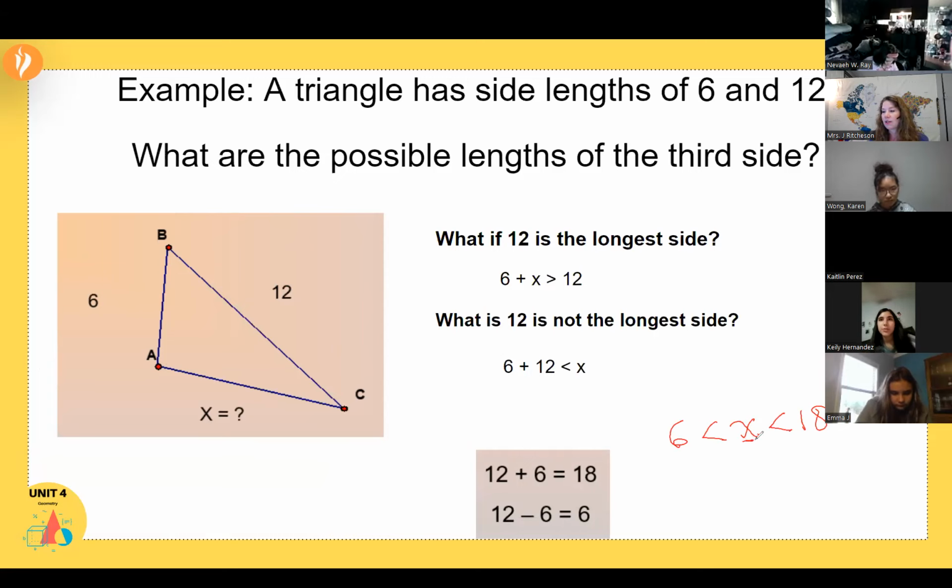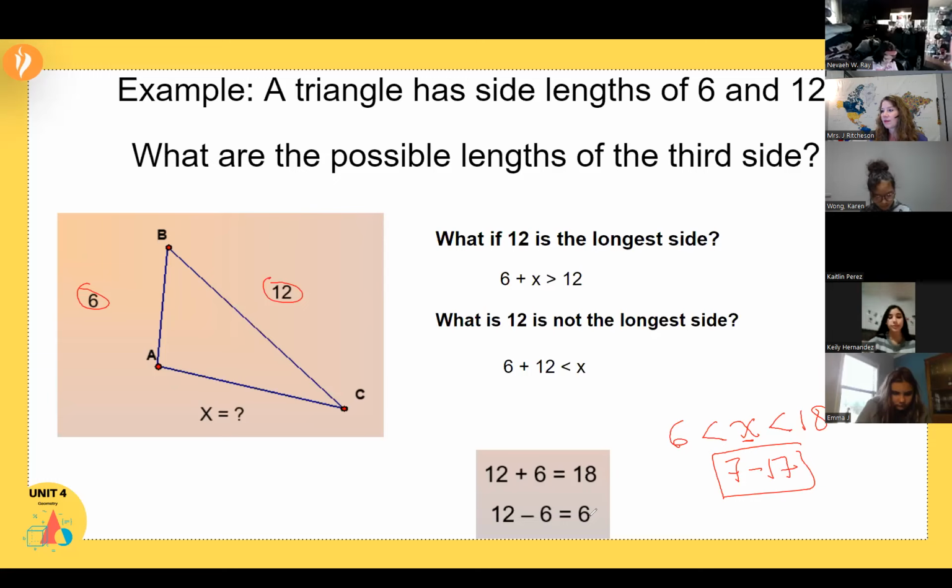So what number would go in here? We could use the number 7 or 8 or 9 or 10 or 11, 12, 13, 14, 15, 16, 17. Okay, so that's what you're going to do. You're going to add the two numbers and subtract them, and that's how you get the range. So the range is actually 7 through 17. It can't equal 18 and 6. It has to be between 18 and 6.